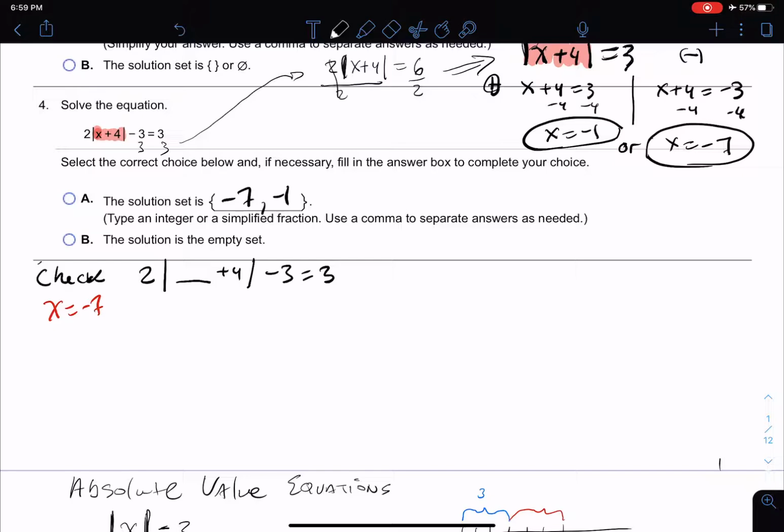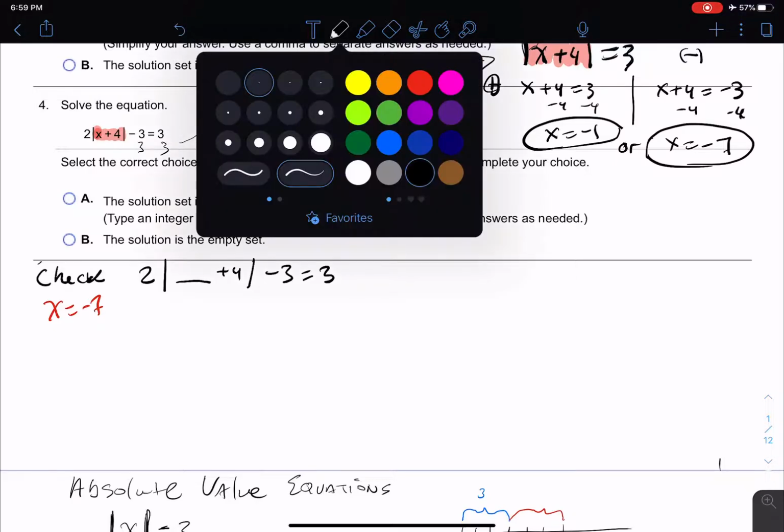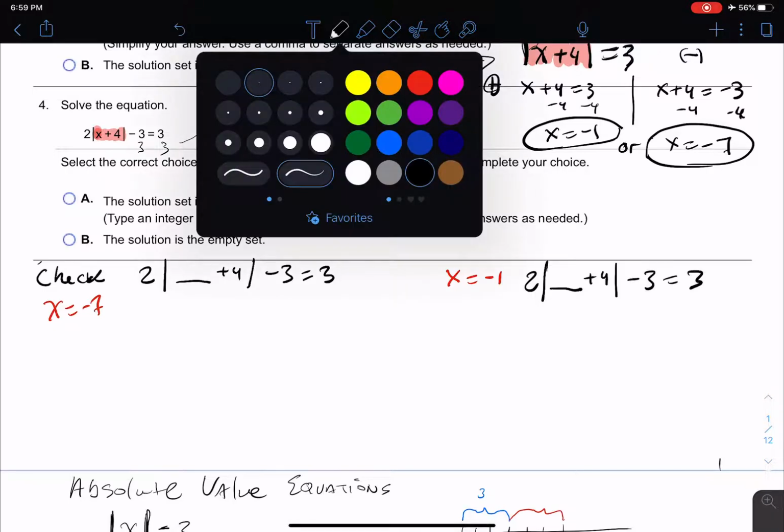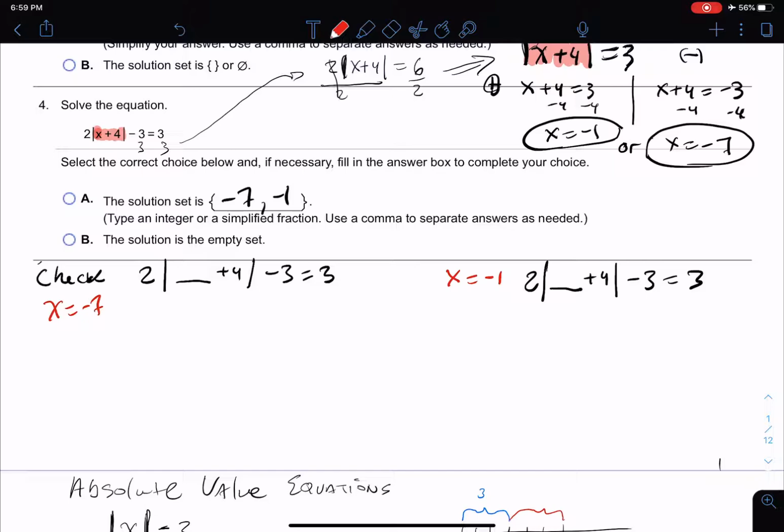Okay. And then the other one was, we'd like to check what x equals -1. And so the other problem, as we check it, would be 2 times the absolute value of x plus 4 minus 3 equals 3. So now I want to see what happens when x is -7. What happens when x is -1? We're going to do these simultaneously, so we kind of see what's going on.